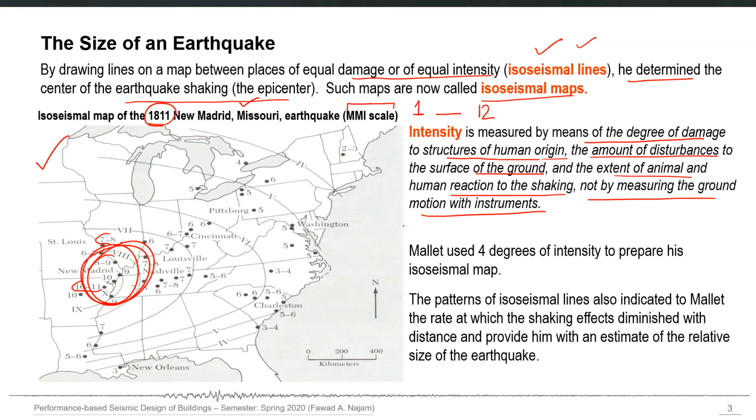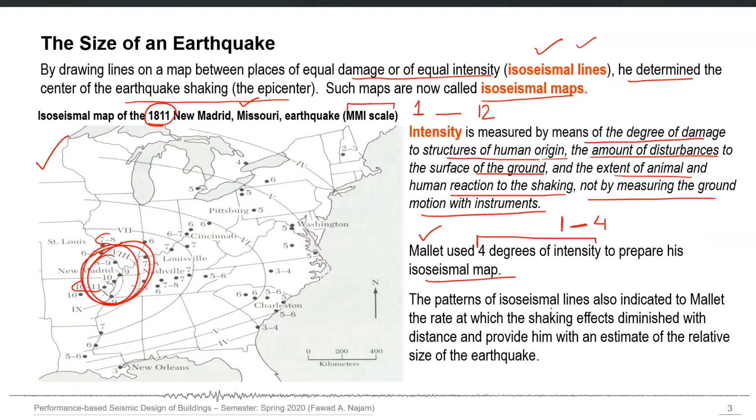Although you can still base your definition of intensity on some recording or parameter obtained from a ground motion recording, mostly it is just a measure of the degree of damage to structures and other infrastructural facilities and the ground surface itself. So Mallet used 4 degrees of intensity, 1 to 4. He classified the damage level into 4 levels. So this was his intensity scale which he used to prepare the isoseismal map.